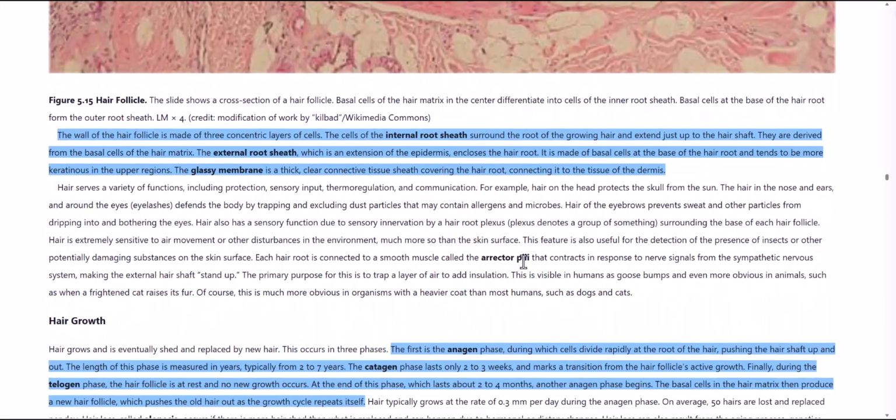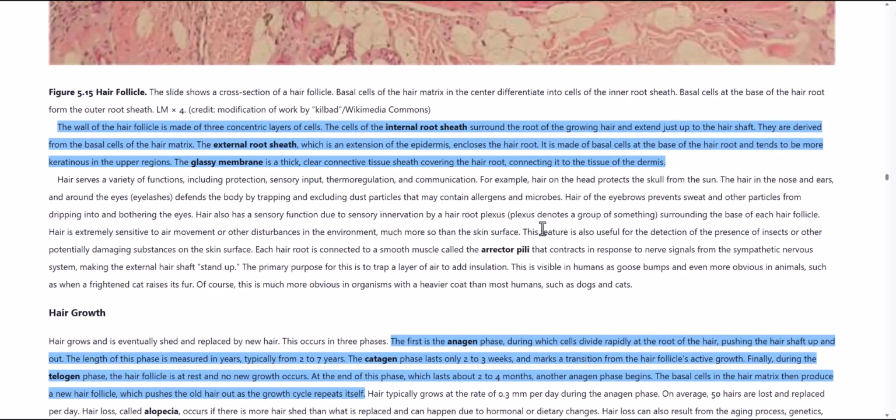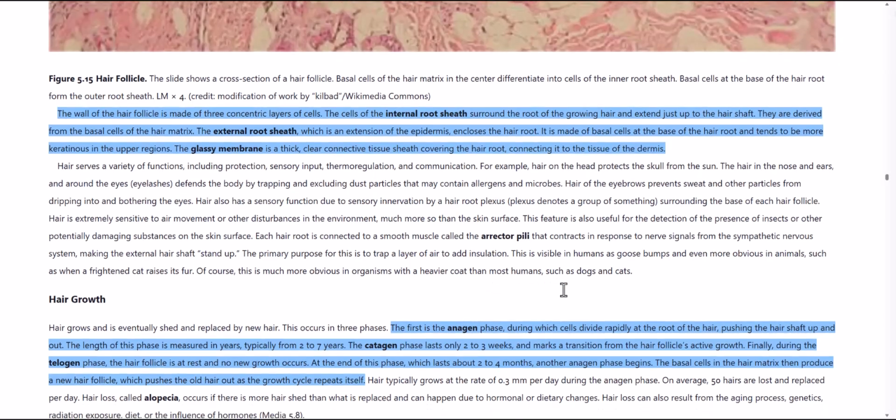There's that erector pili muscle, right? The fact that we have smooth muscle, it responds to our fight or flight responses and will pull and cause our skin to stand, or our hair shafts to stand up. And it also helps to insulate us. So when we're shivering, right, we get goosebumps as well. And that also helps to create some heat and more insulation as well.